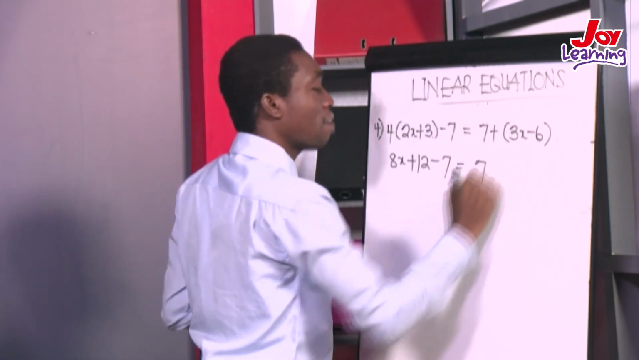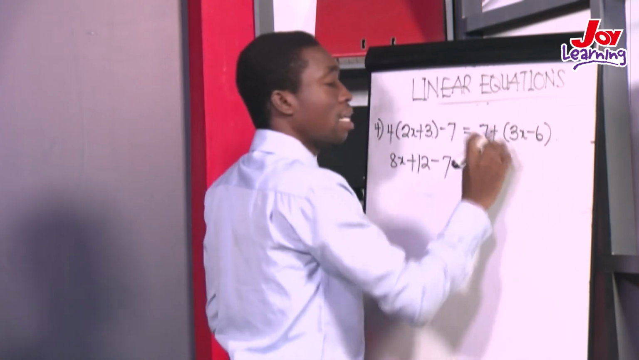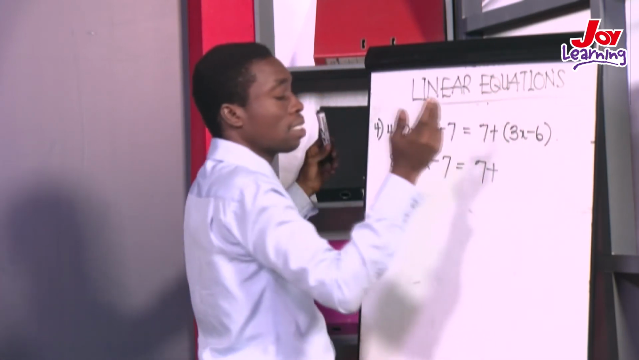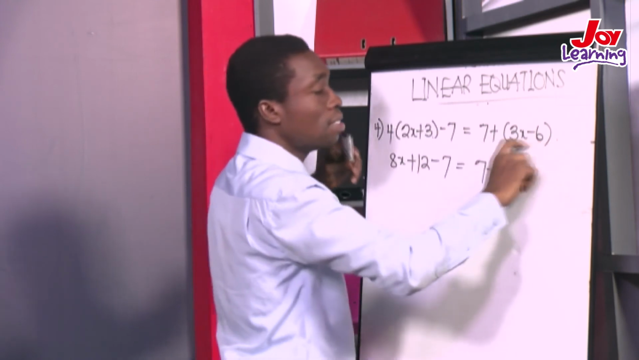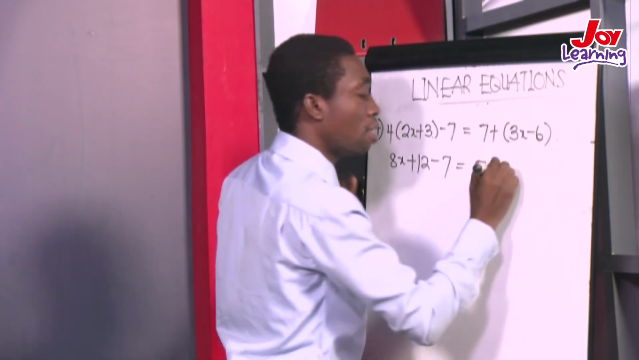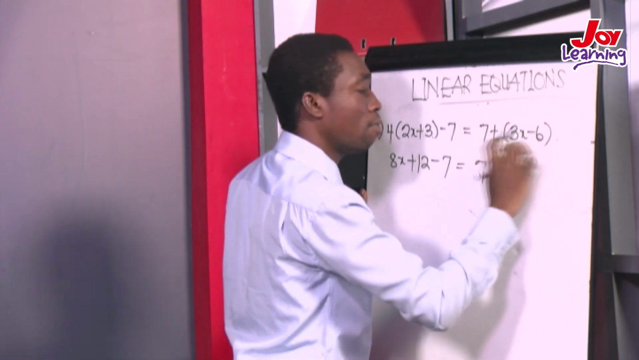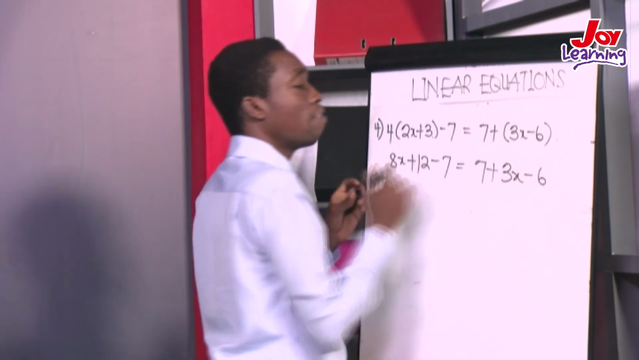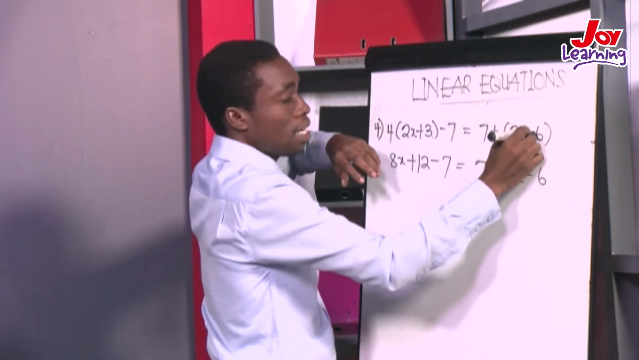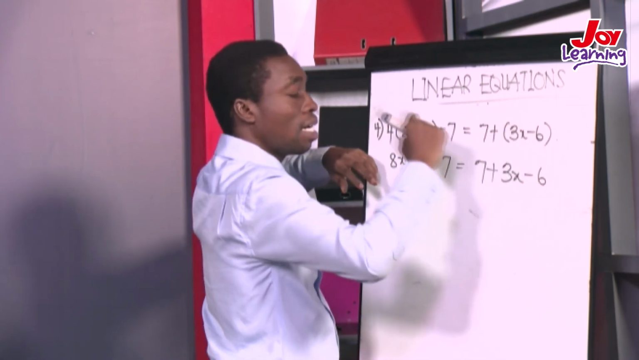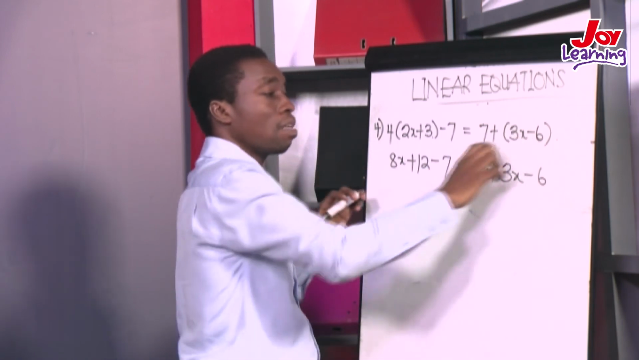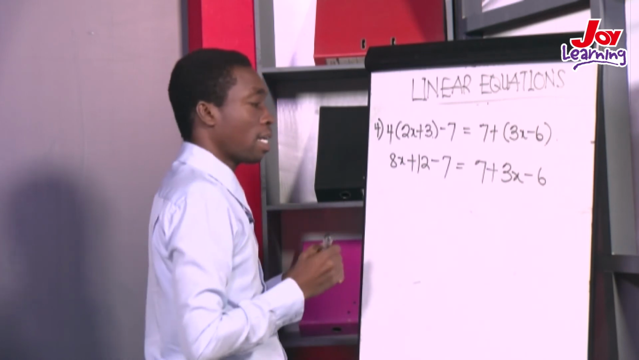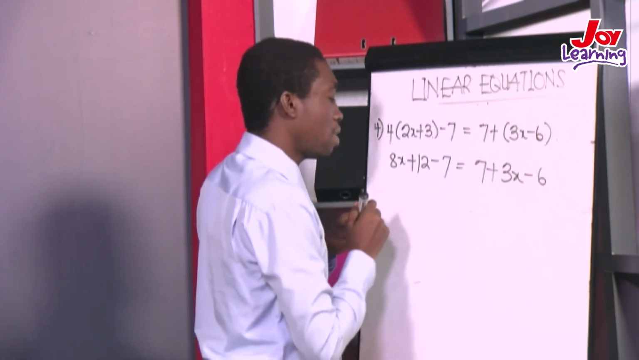Just like that, we have 7 over here plus, there's no number here, so we can open a bracket, or we can assume it's 1. However you take it, the numbers here retain the original value. So we have 3x minus 6. If we had a negative sign over here, it would probably affect the negative here, but then it's positive, so positive times negative is still negative, so we still have 3x minus 6 looking the way it is in the bracket. So we have 8x plus 12 minus 7.